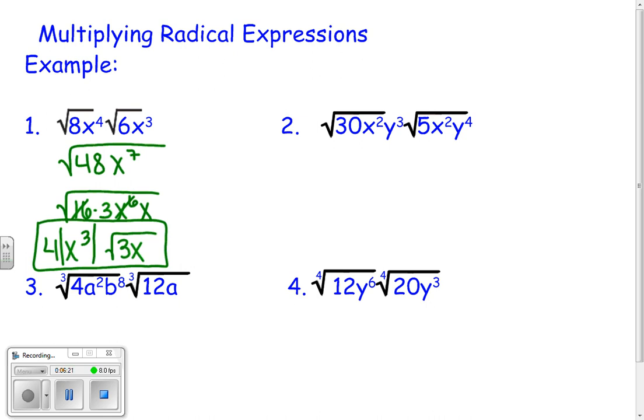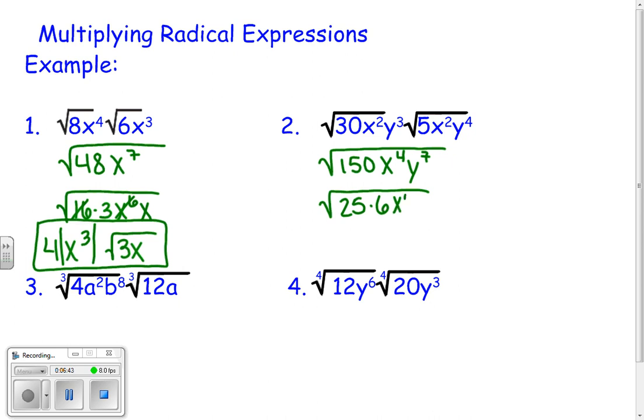In number 2, if we start by multiplying, 30 times 5 is 150. X to the second times x to the second is x to the fourth. And y cubed times y to the fourth is y to the seventh. Check your list of perfect squares for 150. You can use 25 times 6.